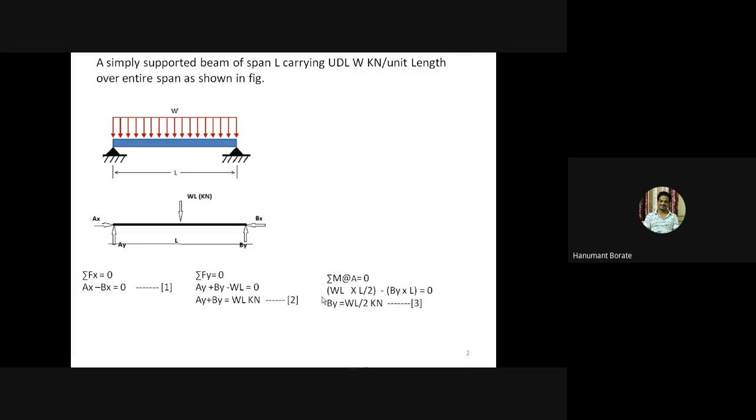Then now we'll take a moment. Moment about point A equal to 0. Okay, this is the third equilibrium condition. I will take the moment of the WL force, that is the WL force into the perpendicular distance, that is L by 2. Okay, W into L by 2. And the moment of this WL force is a clockwise moment. Okay, and minus By into L. This force is By and L is the perpendicular distance. And the moment of this force is anti-clockwise. So By equal to WL by 2 kilonewton. Okay.